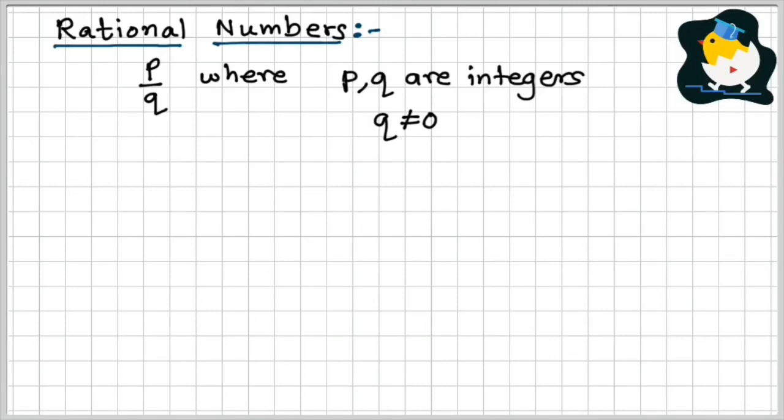Why is the denominator not equal to 0? Because if the denominator is 0, then the number P by Q is undefined. It is not defined. Okay.